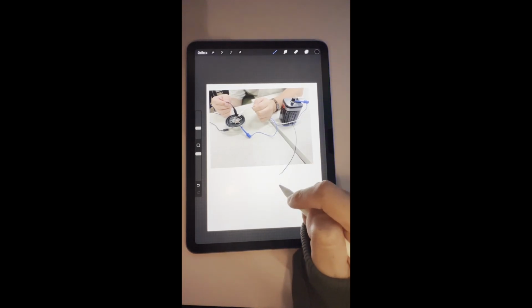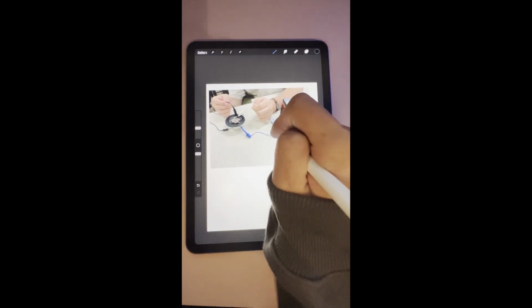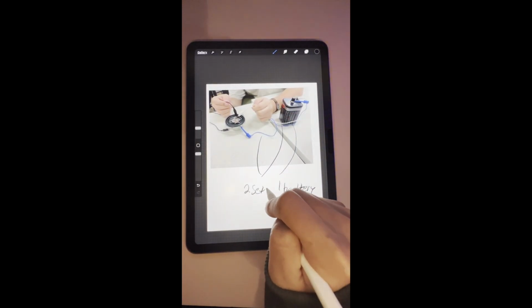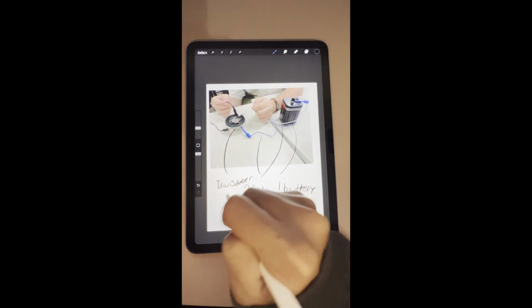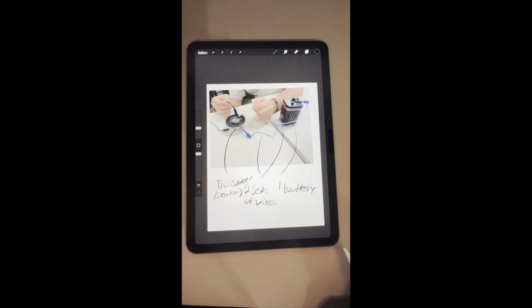For our example of a simple circuit, today we will be using this one that we constructed in class, which contains one battery, two sets of wires, and a transducer, which in this case is our speaker.